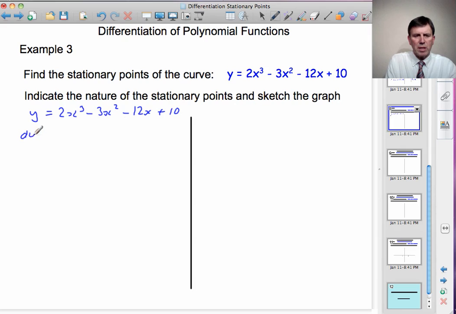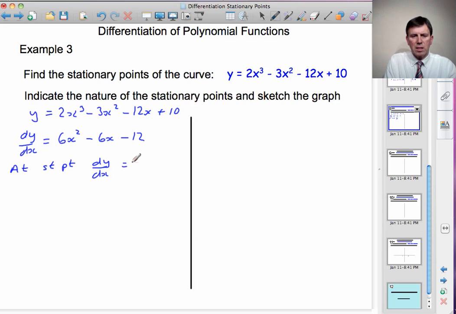Differentiate to find dy by dx, and we get 6x squared minus 6x minus 12. Now at a stationary point, dy by dx is 0. So at a stationary point, dy by dx is 0, which implies that 6x squared minus 6x minus 12 is equal to 0.